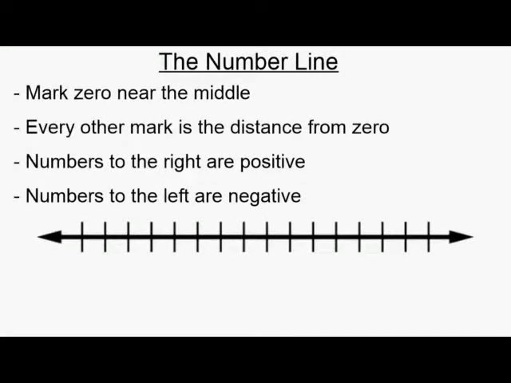When adding and subtracting integers, you want to visualize a number line. So in order to draw a number line on your paper, you want to mark 0 somewhere near the middle. Every other mark is the distance from 0. Numbers to the right are positive. So here would be 1, 2 away from 0, 3, and so forth.